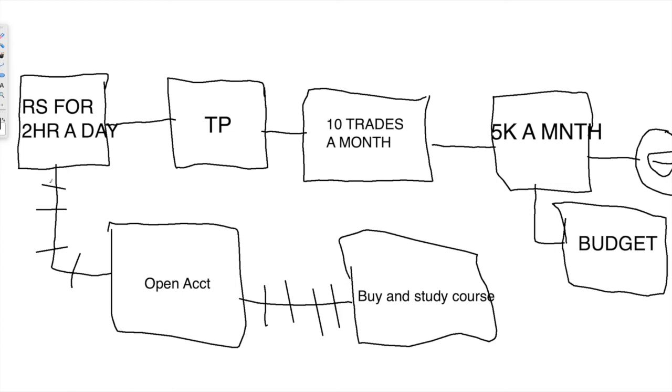Right? Same thing with research for 2 hours a day, create a trading plan. What are the steps in between? Same thing here. What are the steps in between? What are the steps in between? Right? Same thing with this. What are the steps in between 5K a month on my goal?